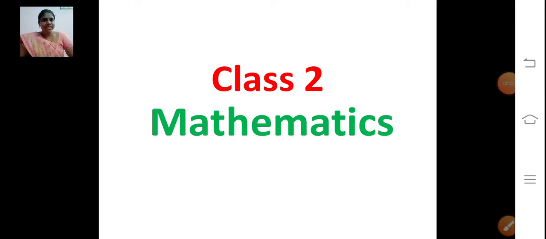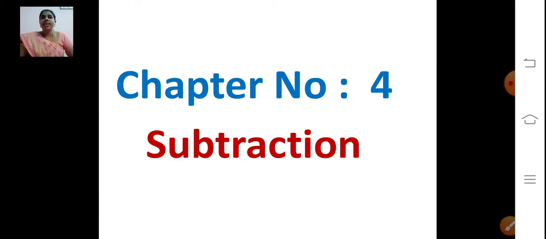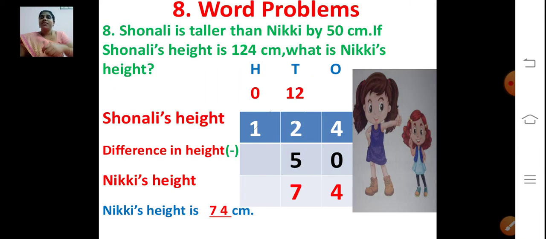In today's maths class, we are going to see in chapter number 4, subtraction word problems. Before getting into the word problems, I'll tell you the steps that have to be followed. First step is to read and understand what has to be found out. First read the question fully, and just read from the question what has to be found out. What is the first step? Read and understand what has to be found out.